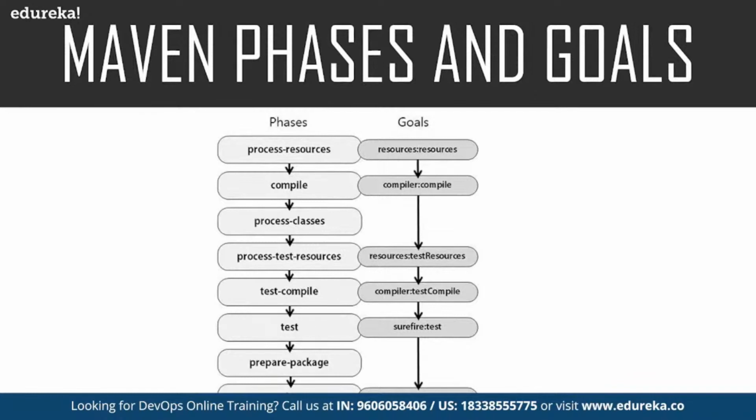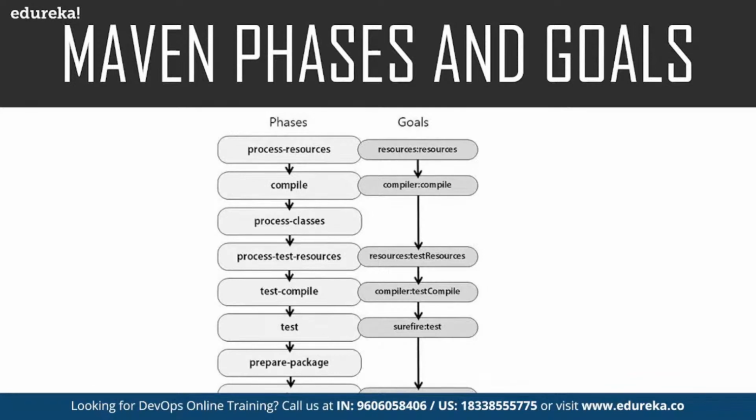Now let us talk about the Maven goals. Each phase is a sequence of goals and each goal is responsible for a specific task. When we run a phase, all goals bound to this phase are executed in order. Now let us have a look at some of the phases and default goals bound to them. As you can see in this diagram, this is the format of specifying the goals.